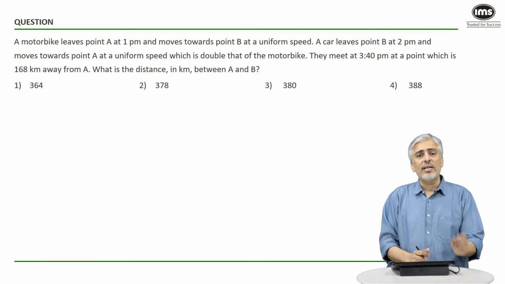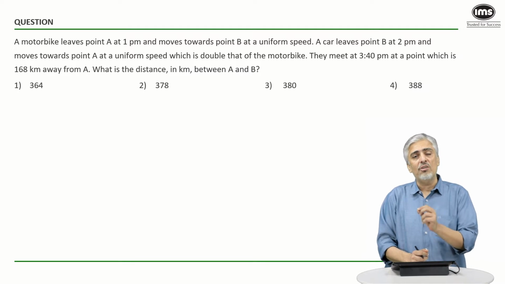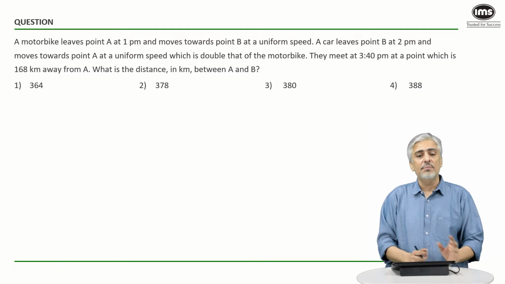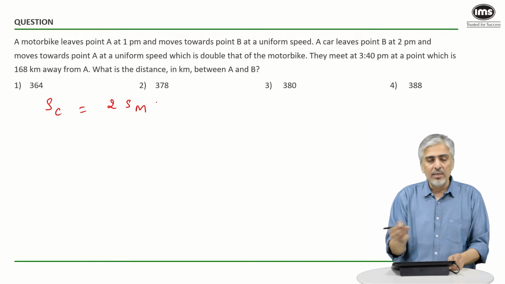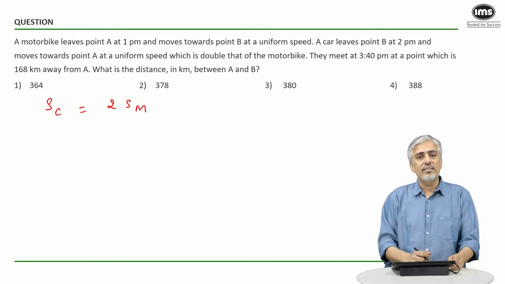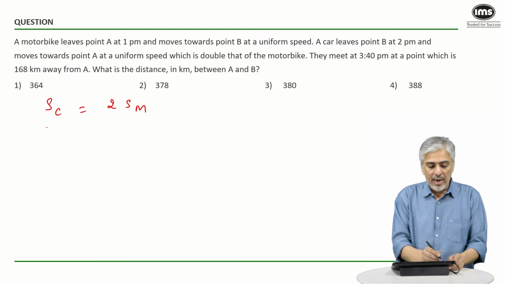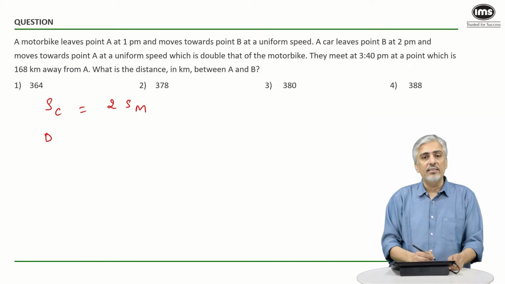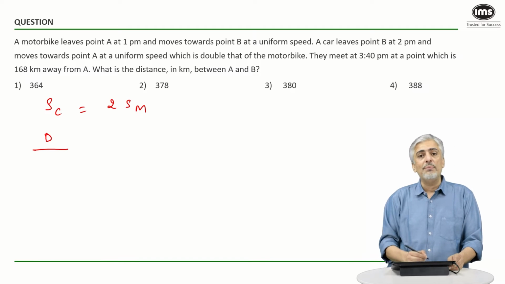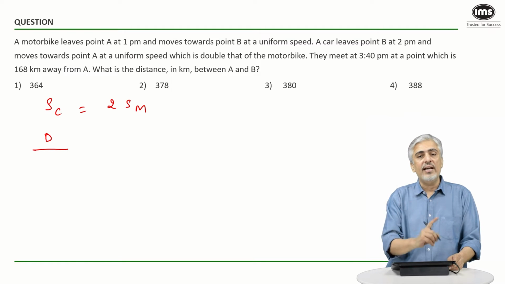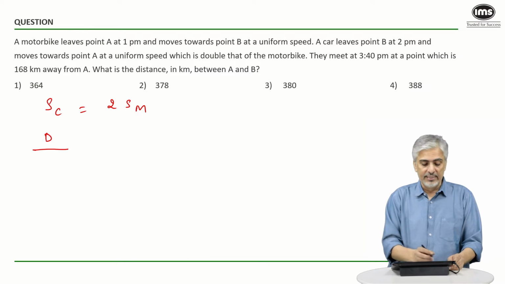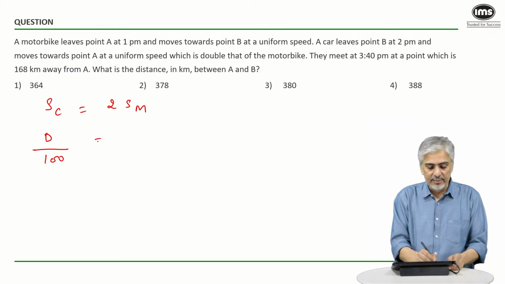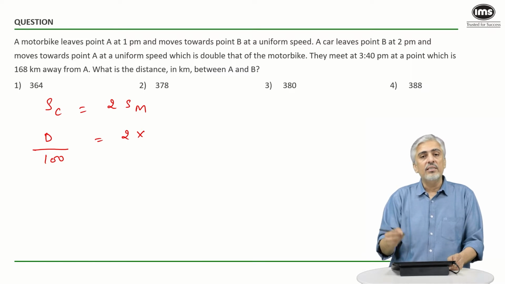So the first one, what do I know? I know the speed of the car is double the speed of the motorbike. So let's use that and try. How is speed calculated? Speed is distance upon time. I don't know the distance traveled by the car, but I know how many minutes it has traveled for. It started at 2 and met at 3:40, which means it has traveled for exactly 100 minutes. So the speed is D upon 100 minutes, which is double the speed of the motorbike.